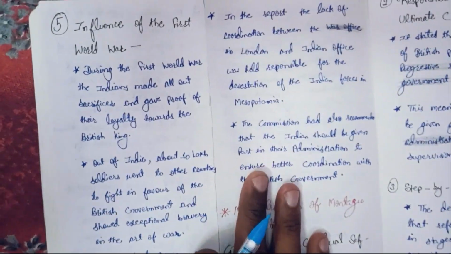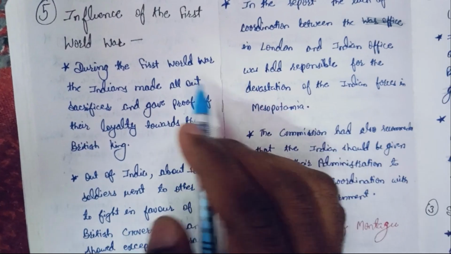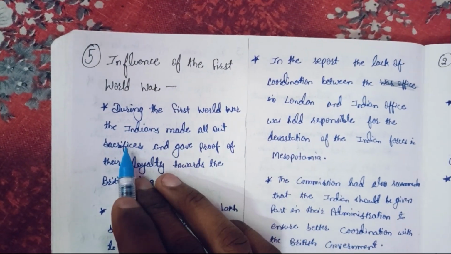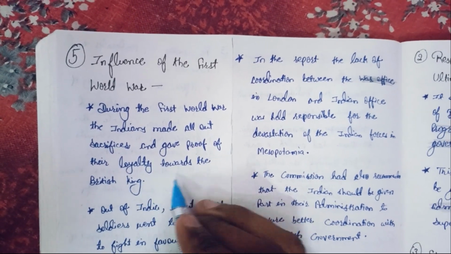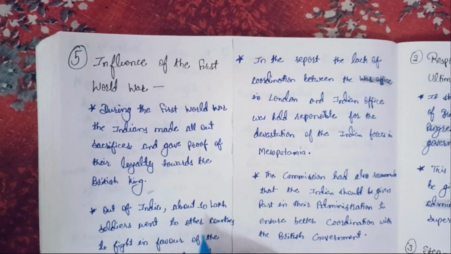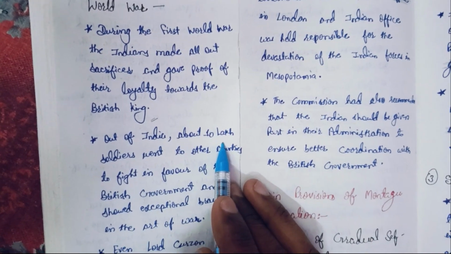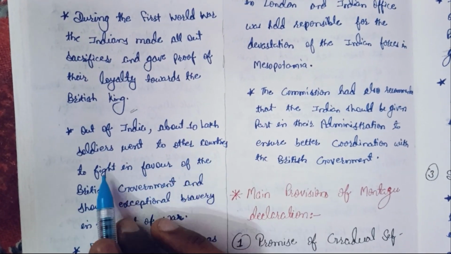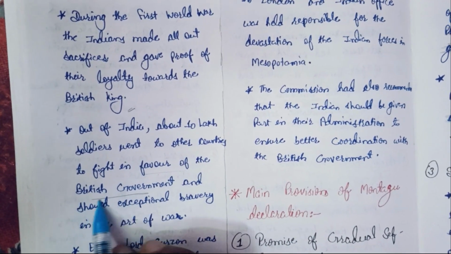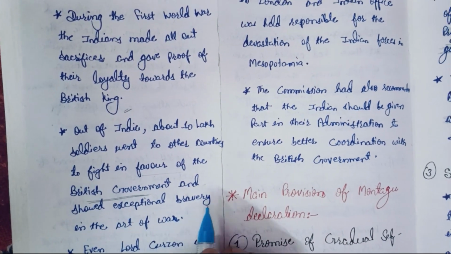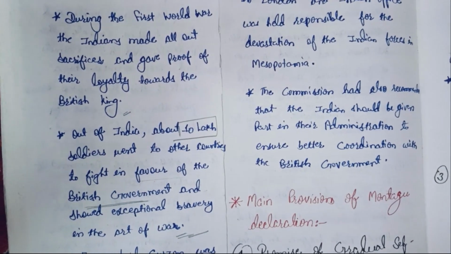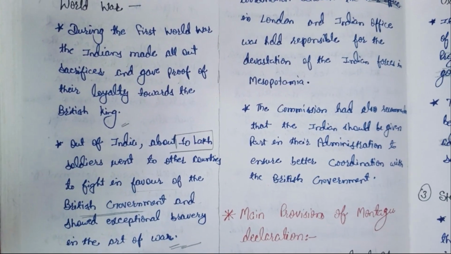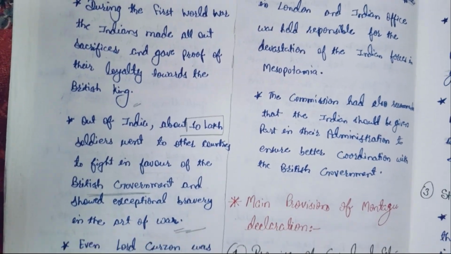So number fifth was the influence of the First World War. During the First World War, the Indians made all-out sacrifices and gave proof of their loyalty towards the British king. Out of India, about 10 lakh soldiers went to other countries to fight in favor of the British government and showed exceptional bravery in the war. 10 lakh, such a huge number. Indian soldiers showed their dedication towards the British army.